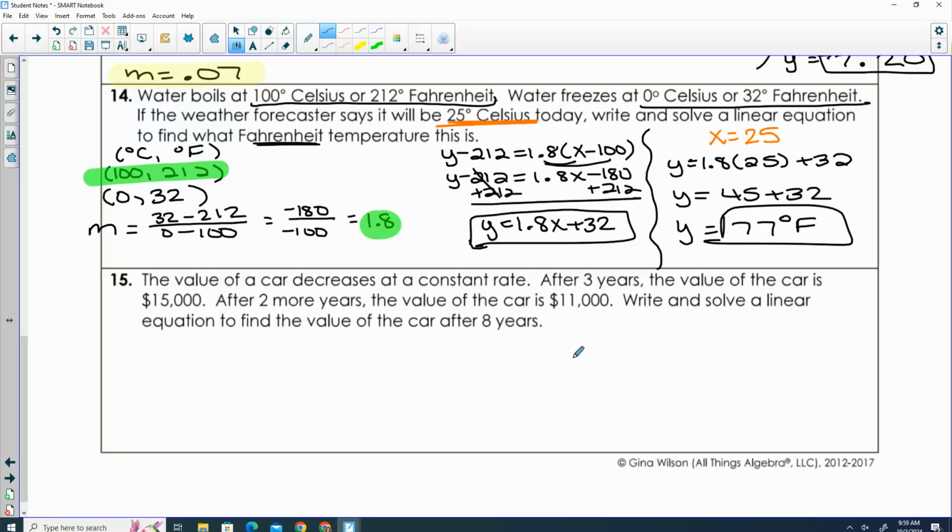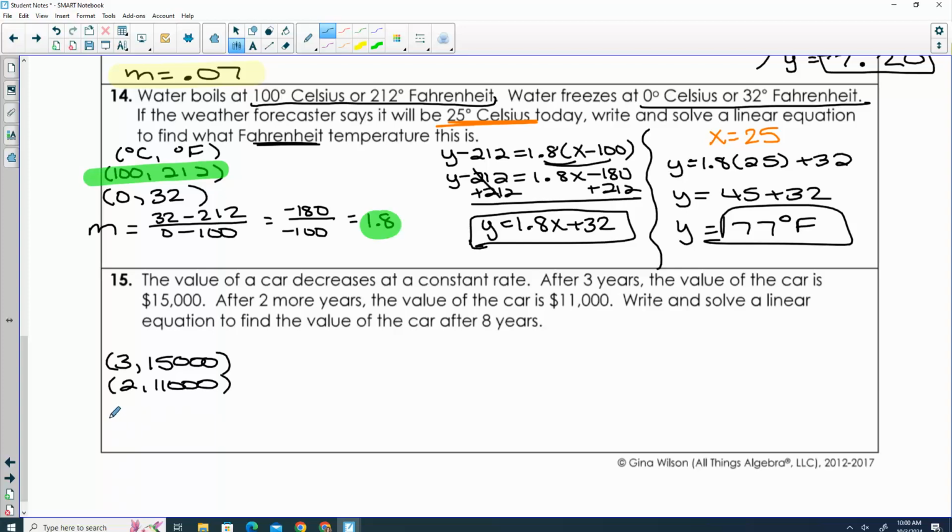All right, if it's decreasing, Kale, can you tell me, is the slope going to turn out to be positive or negative in this problem? Negative. So we know we should get a negative slope, but we need our order pairs. So after 3 years, the value of the car is $15,000. So Julius, what would I write for that order pair? You put 3 and 15,000. Perfect. After 2 more years, the value of the car is $11,000. So Bailey, what's that order pair? 2 and 11,000.